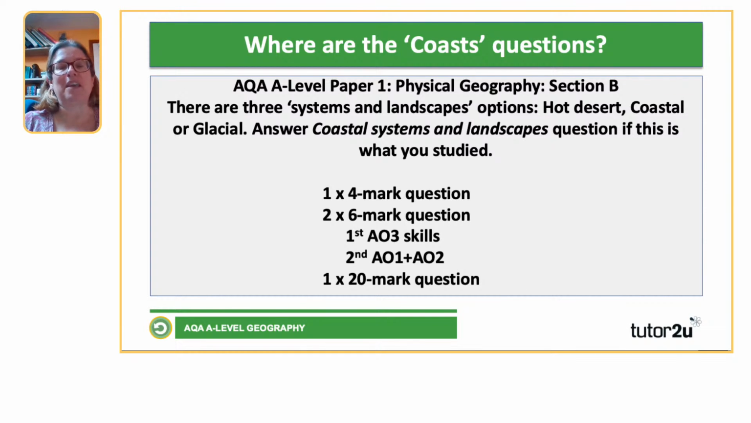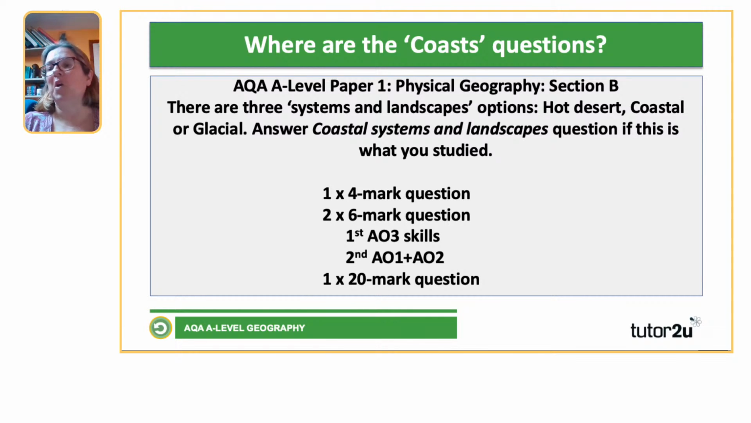You need to be thinking about that being point marks, making 4 points or making 2 points that are each developed, so you can get those 4 marks. Then we have 2 6-mark questions, the first one being marked for AO3 skills, and so that's where you're given some information and asked to analyze it. And the second 6-mark question will be marked for AO1 and AO2, so that's your knowledge, understanding and application. And then the final bit of the coast section is the 20-mark question.